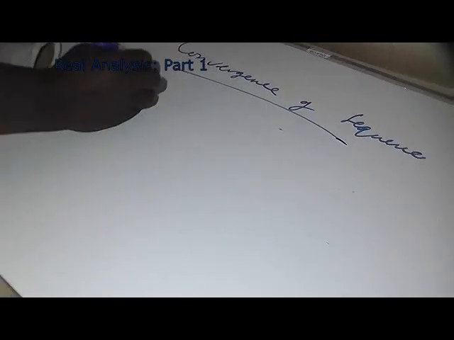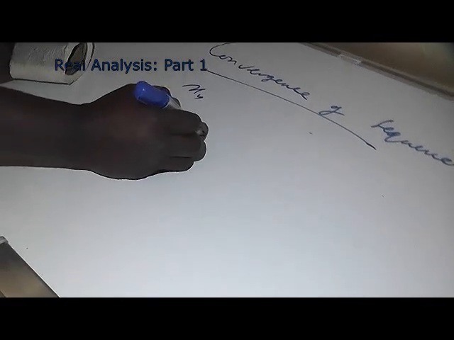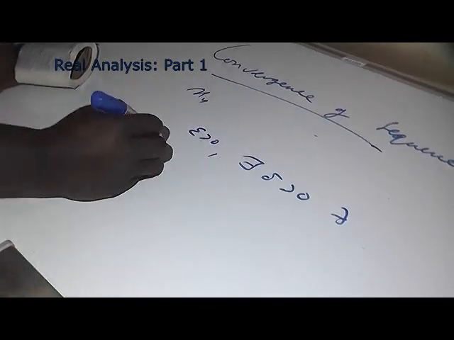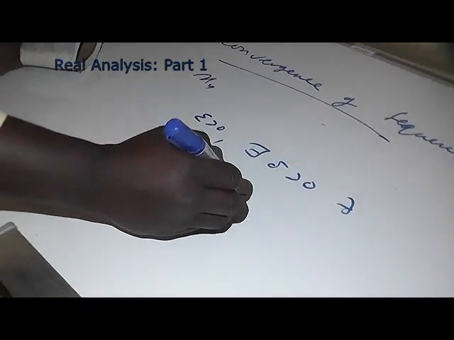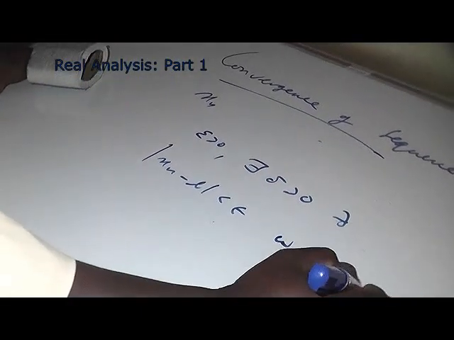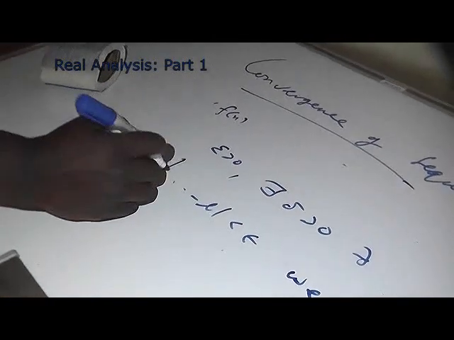So convergence is similar to boundedness. Every convergent sequence is bounded, but not every bounded sequence converges. So a sequence xn is said to be convergent if given epsilon greater than 0, there exists a delta greater than 0, such that the absolute value of xn minus L is less than epsilon whenever 0 is less than the absolute value of x minus x0, which is less than delta. This is convergence of a function.